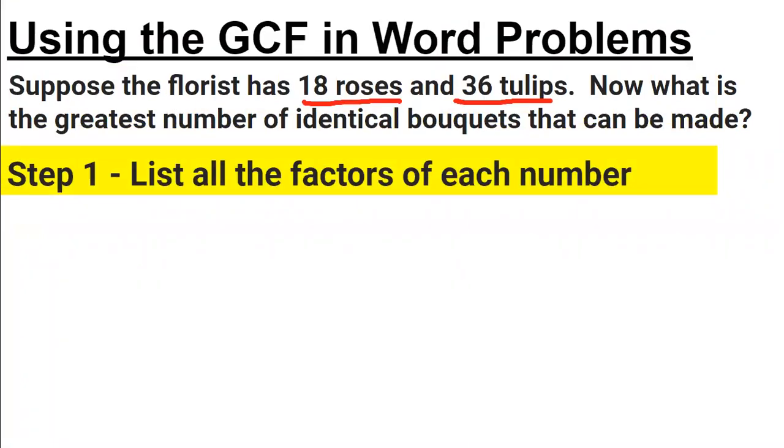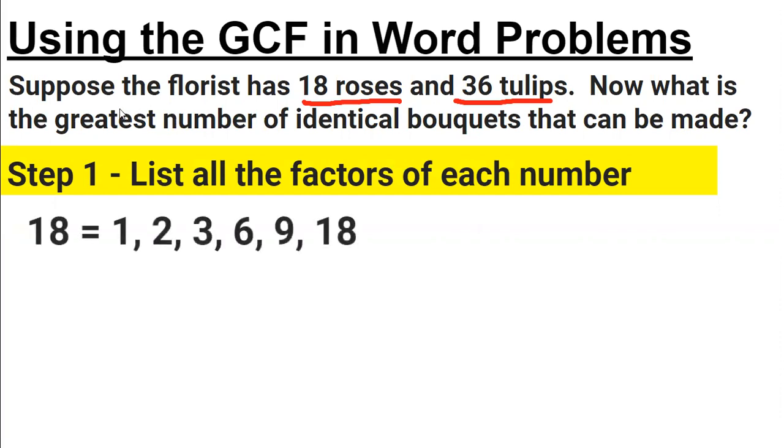Pause the video. See if you can list all the factors of 18 and all the factors of 36, and then come back and let's check. Okay, how did you do? Did you get these factors for 18? 1, 2, 3, 6, 9, and 18. 1 times 18 is 18, 2 times 9 is 18, and 3 times 6 is 18.